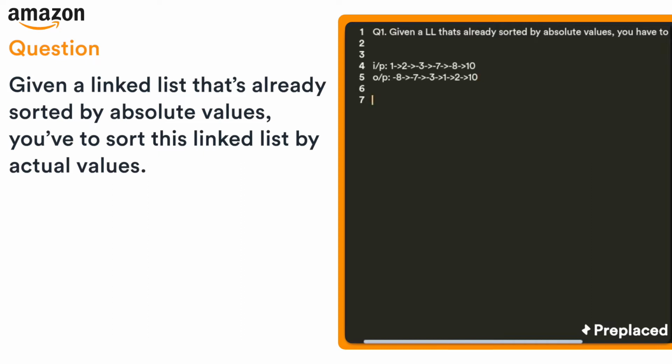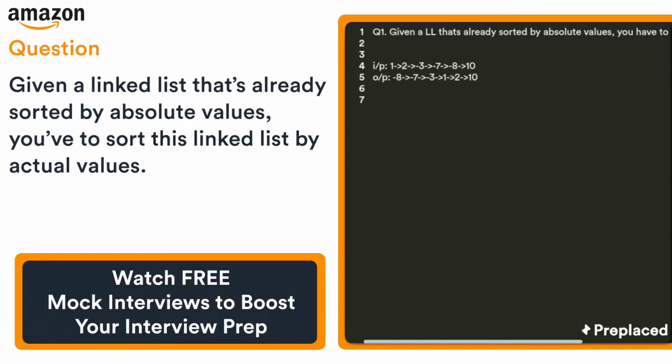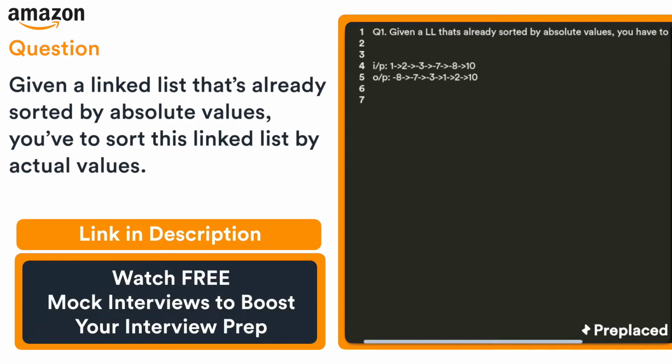As I am able to understand the question, sir, I have to return a sorted linked list, which is already sorted based on its absolute values. Yes. Okay, sir. So I'll start explaining my initial approach.